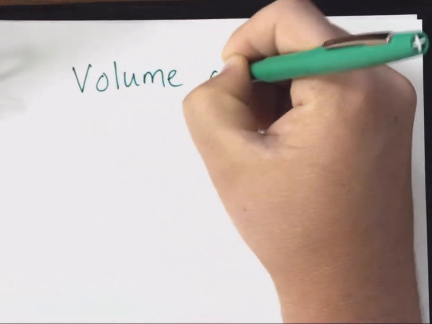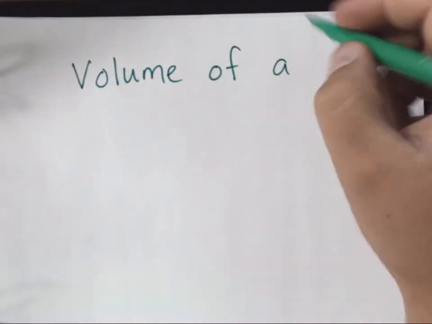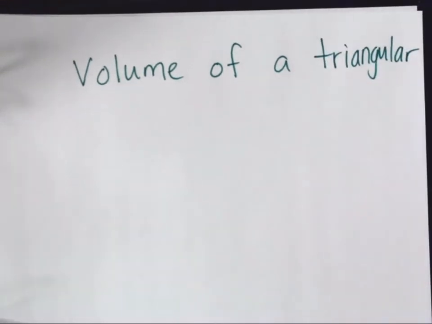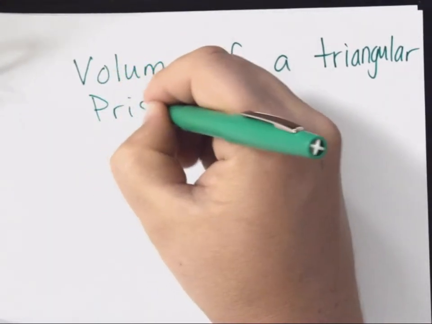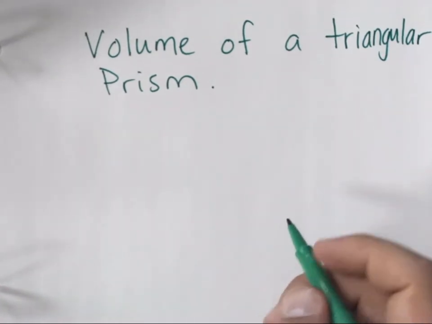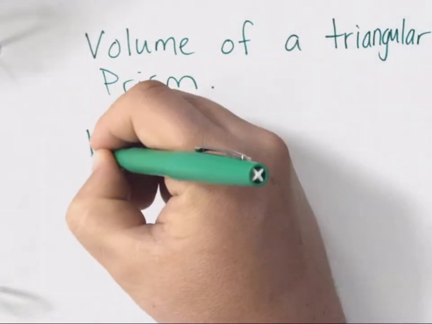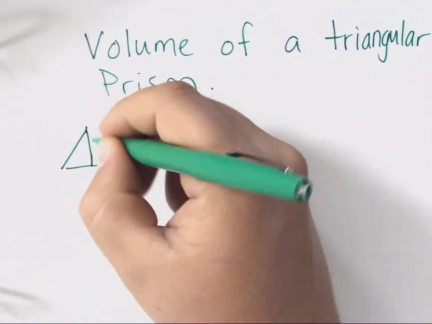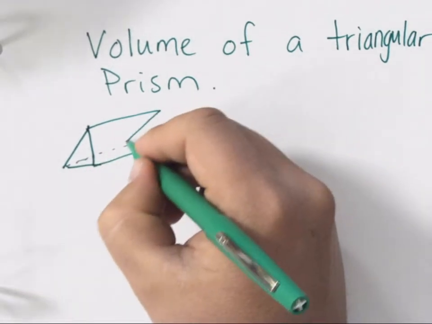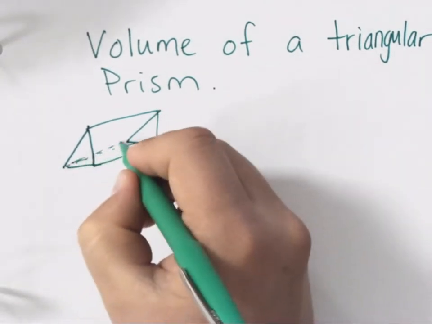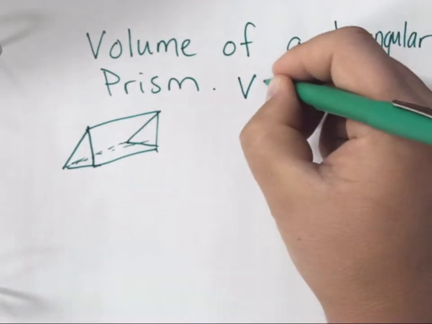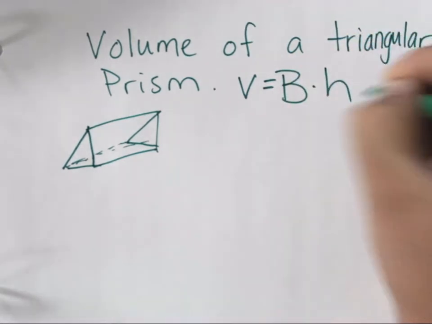Volume of a triangular prism. Okay, again, this one is very simple. The formula stays the same. Volume of a triangular prism, which is a shape that looks kind of like this. My volume of a triangular prism is going to be V equals B times H again.